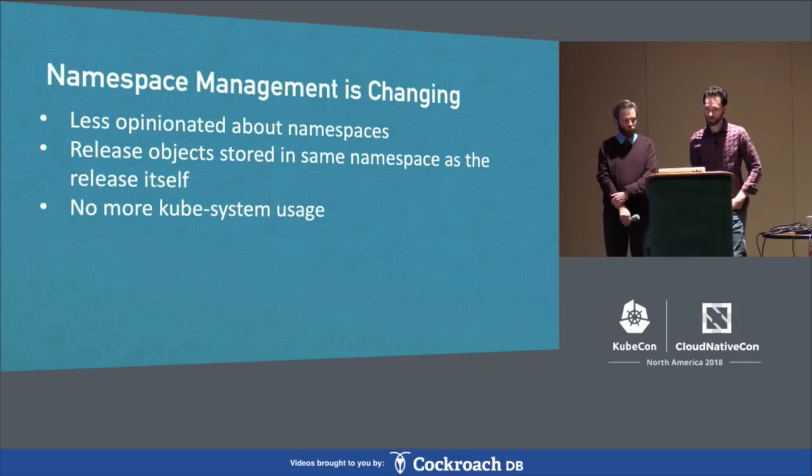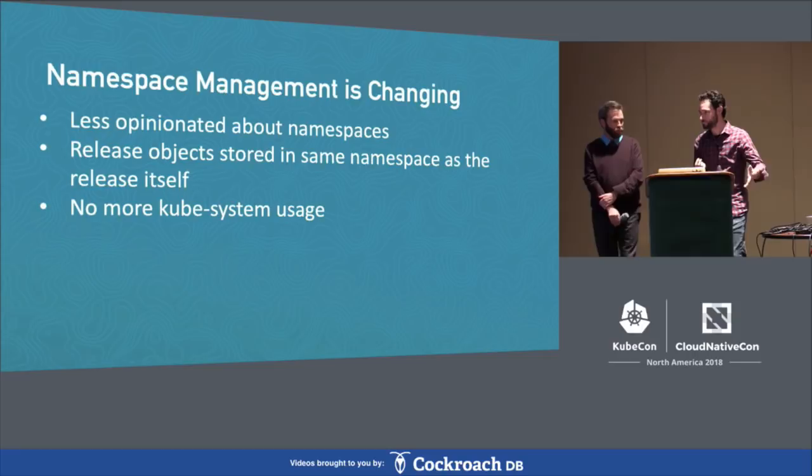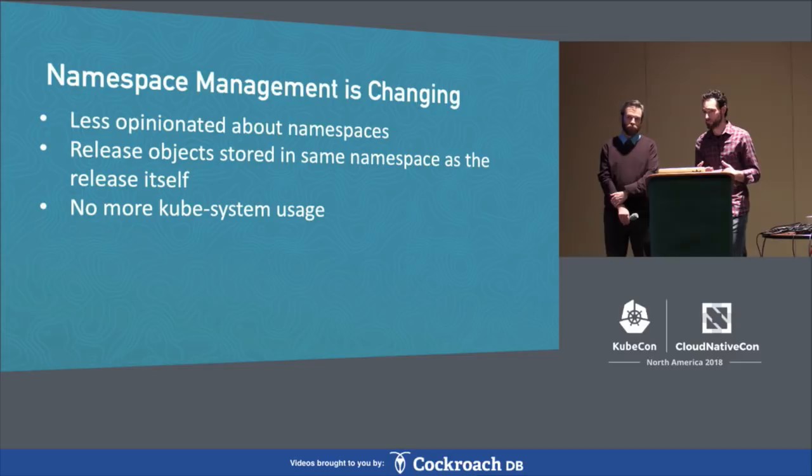So another change is around namespaces. Tiller by default gets installed into the kube-system namespace in Helm 2, and then all state data is stored within that same namespace. So what we've done in Helm 3 is we've changed that to operate a lot more like you would expect with deployments. When you create a deployment in a specific namespace, it's going to create the pods and replica sets in that same namespace. So we're moving to the same model where the release metadata will be stored alongside the release. It's just a pattern that is closer to the conventions of Kubernetes.